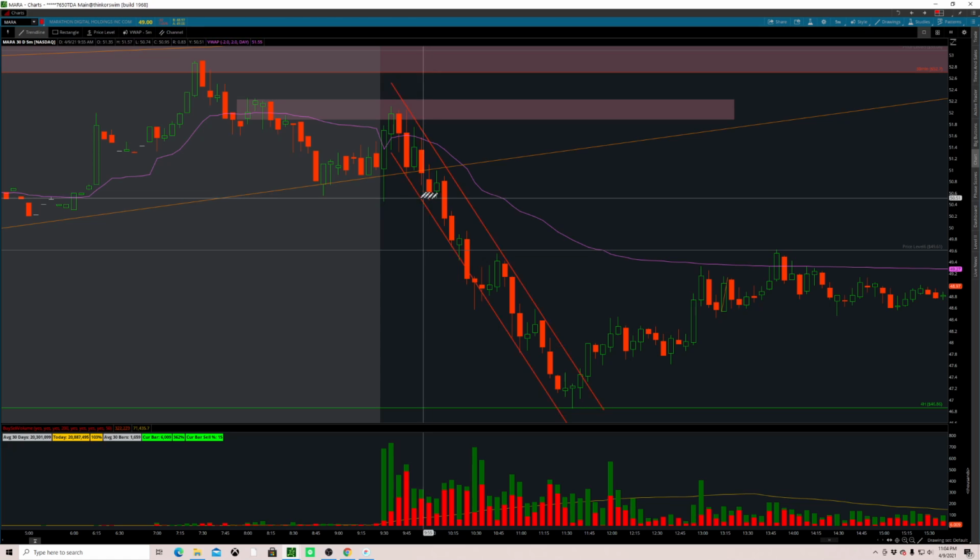When we got over here, there's obviously the danger of a double bottom, or even almost a triple bottom. But I was ready to take this trade down.